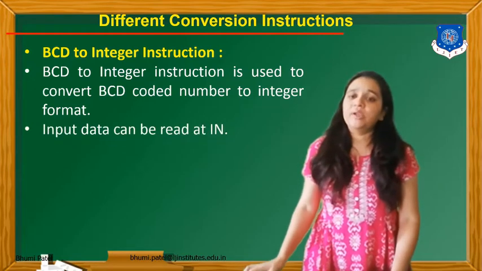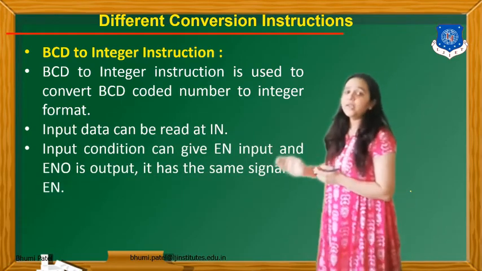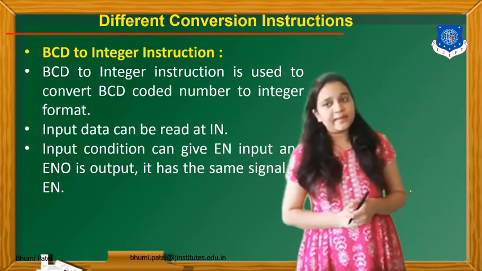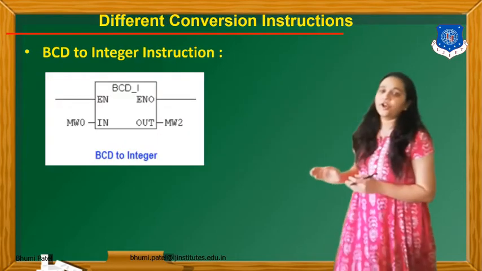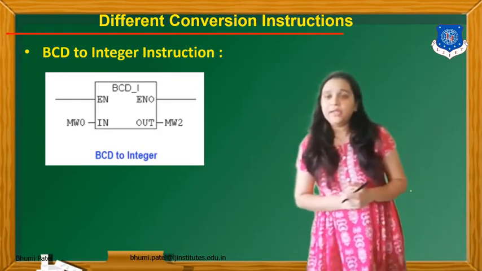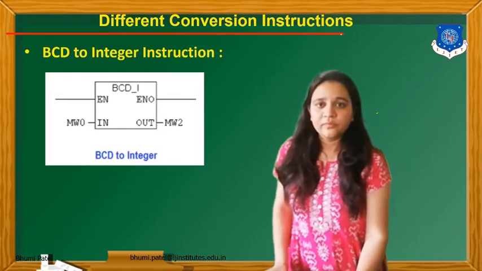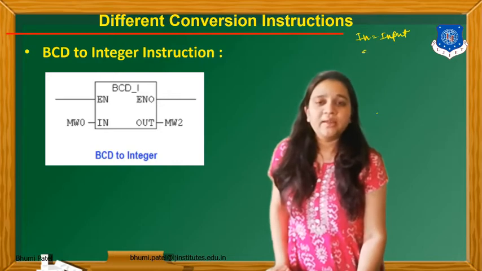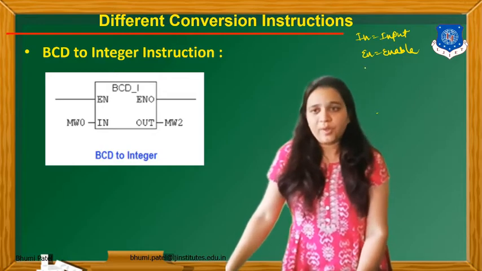Input data can be read at the input pin. The input condition gives the enable input, and ENO is my output, and it has the same sign as the enable sign. So this is the block format of BCD to integer. Here IN indicates my input terminal, and EN indicates my enable pin. The must condition is that enable must be on.